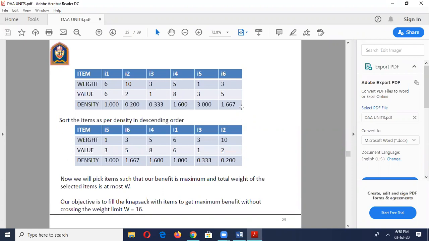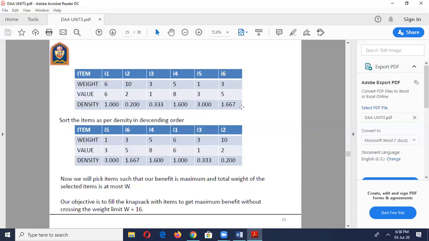By dividing value by weight, we get for item number 1 it is 1.00. For item number 2, it is 0.20. For item number 3, 0.333. For item number 4, it is 1.60. For item number 5, it is 3.00. For item number 6, it is 1.667.